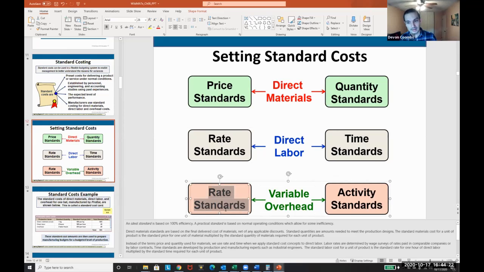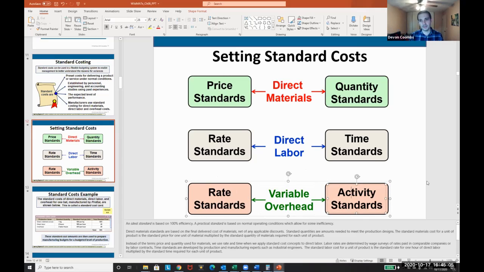Variable overhead, we have our rate standards and our activity standards. I think of this as electricity, right? If I'm paying $100 a month in electricity on average for an average house, I could either use too much electricity, which drives the activity up, or the rate could go up for the amount of electricity I'm using, which will drive up my variable overhead. So we need to split them out and decide into these different buckets, memorize it: direct materials, price standards and quantity; direct labor, rate and time; and variable overhead, rate and activity.